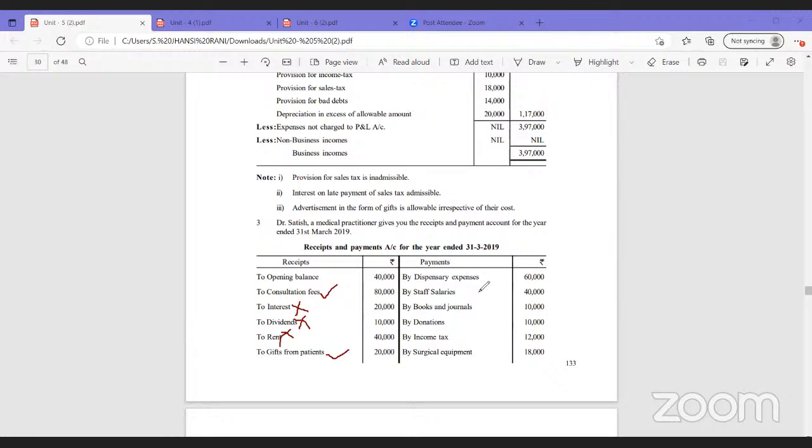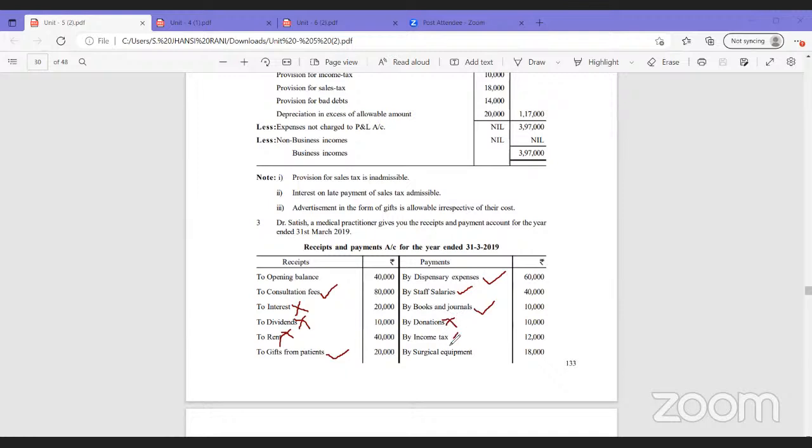Now look at the payment side. Dispensary expenses. Yes, these are his expenses. Dispensary means small clinic. Staff salaries. Yes, the doctor will have some nurse or compounder, and he has to pay them salaries. Next, books and journals. He has to update his knowledge, so it is also his expenditure. Next come donations. No, donation. His work is not giving donations, so this is not a professional expenditure.